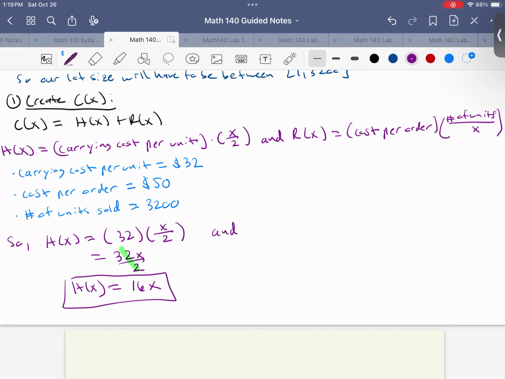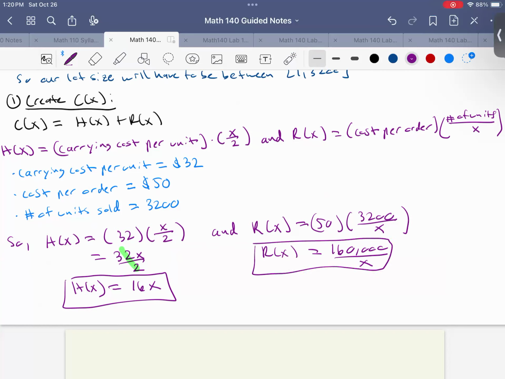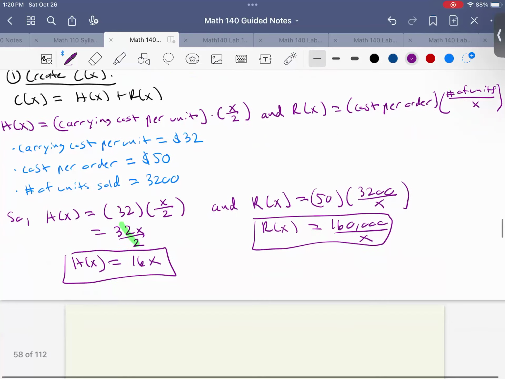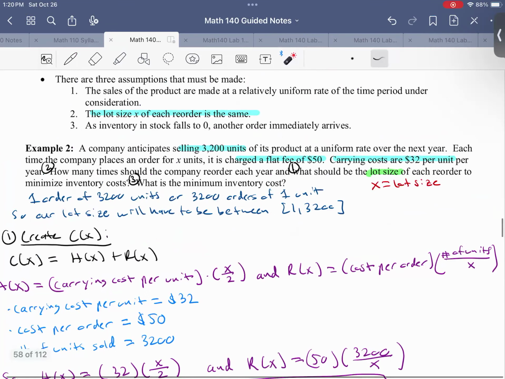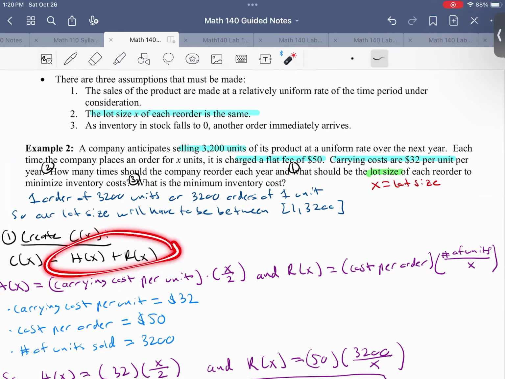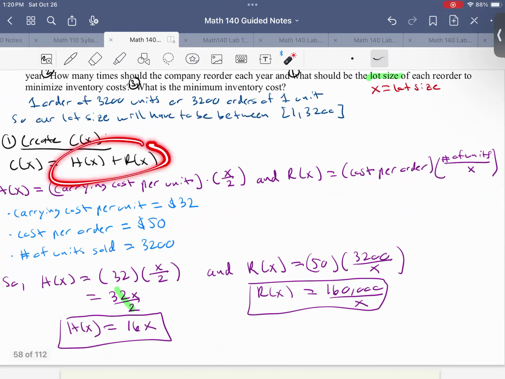And now let's check out our reordering. So this is cost per order, $50, times number of units, that's 3,200 over X. And 50 times 3,200 is 160,000 over X. Okay, so our reordering is 160,000 over X. So what this means for our inventory costs is just the sum of these two functions, right?